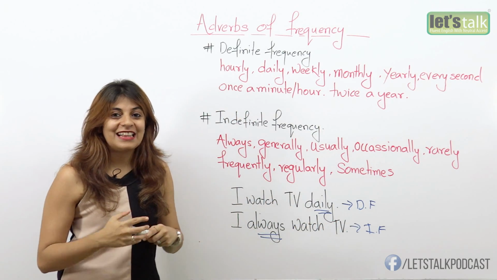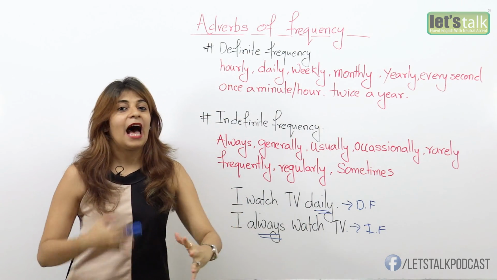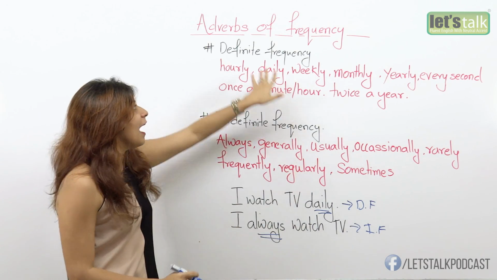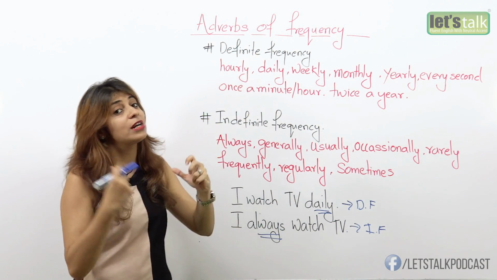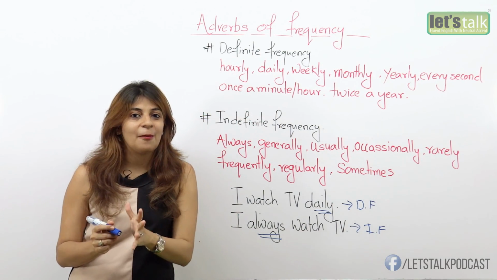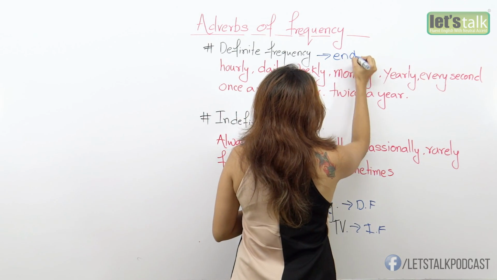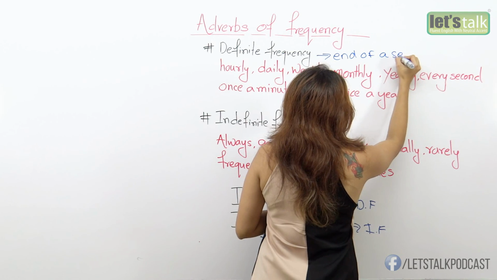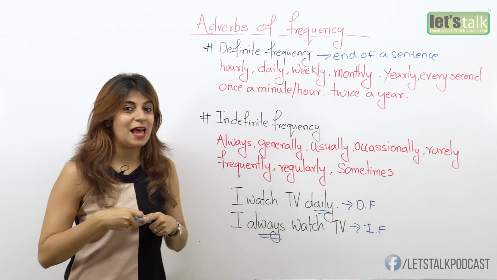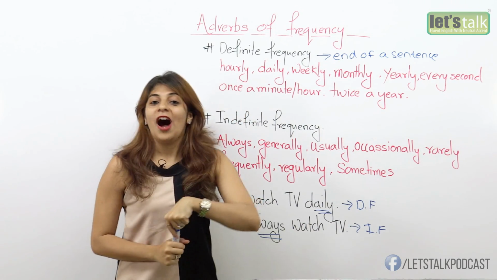Now we are going to look at these adverbs here, especially the ones that come under definite frequency, and we'll understand how to use them correctly in your sentences. Usually, or typically, definite frequency adverbs come at the end of a sentence. So how would you use them, and which adverbs come under definite frequency? The first is hourly.